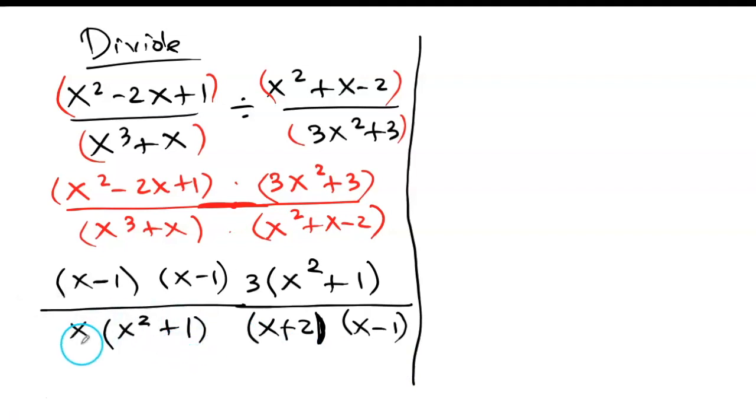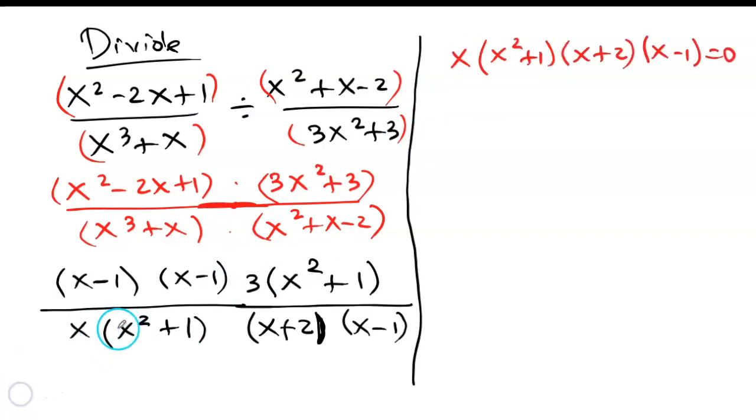Here we go. All this equals 0. So x equals 0. Let me do an extra step. That's fine. All my denominator equals 0. X equals 0, nothing that we can do. X squared plus 1 equals 0.